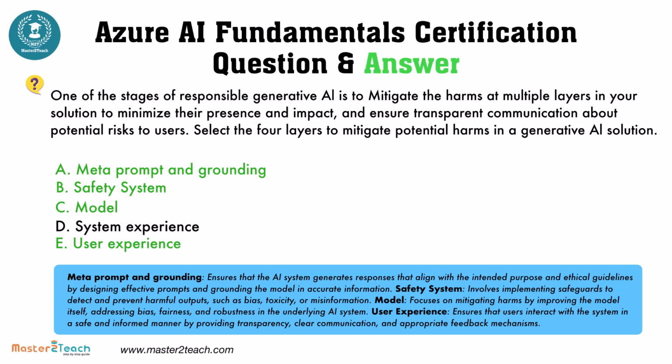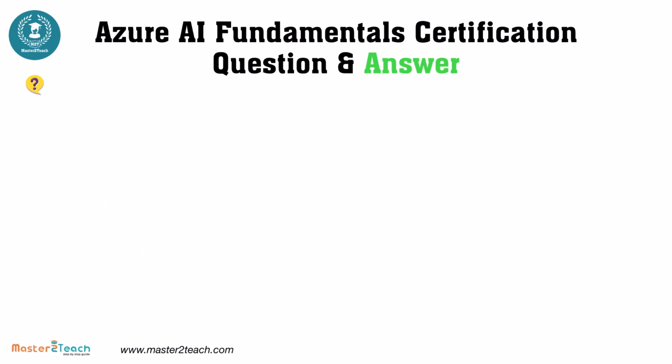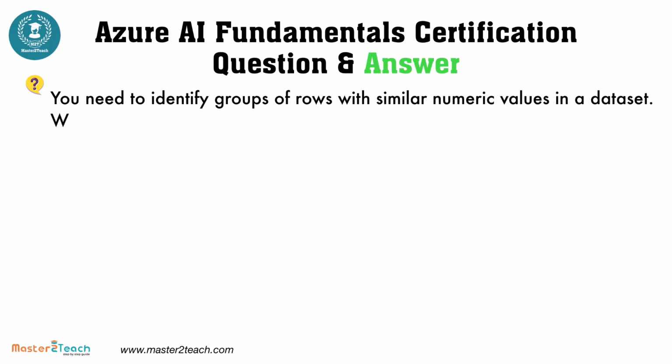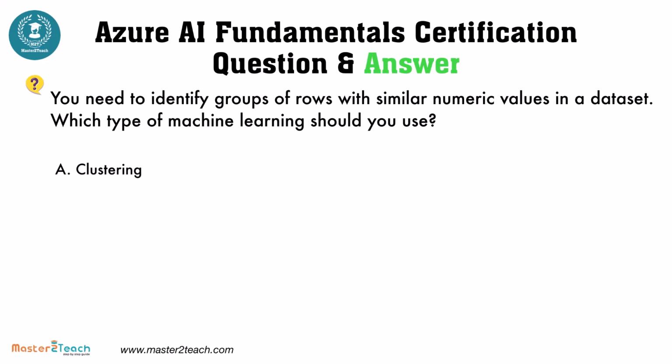and appropriate feedback mechanisms. You need to identify groups of rows with similar numeric values in a dataset. Which type of machine learning should you use? The options are A. Clustering. B. Regression. C. Classification.